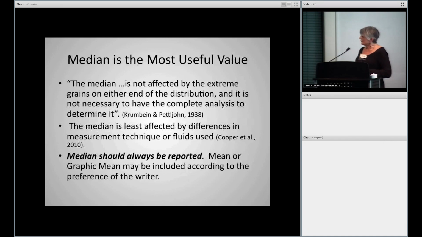One other point to make is that you'll see median and you'll see mean and you'll see graphic mean reported for all of these soils. The median is the one you should be using. Folk and Ward disputed this and thought everyone should use graphic mean, but median is not affected so much by the problems that you have by the large grains on either end of the distribution, and it is more consistent in all of the lunar soil measurements that I've looked at when I compare them to the medians. And the median should always be reported, in my humble opinion, whether you do or do not include a mean.